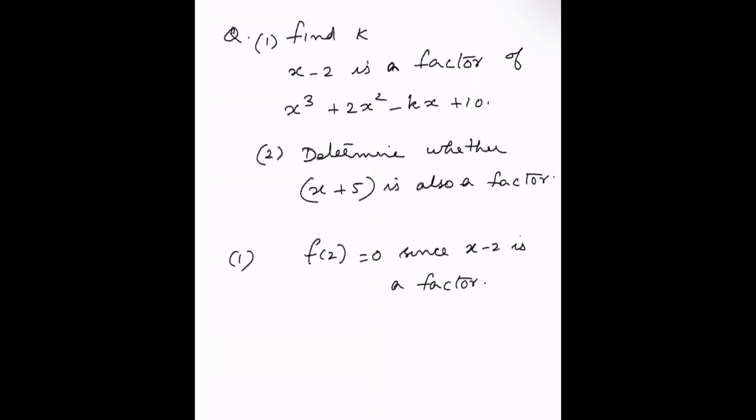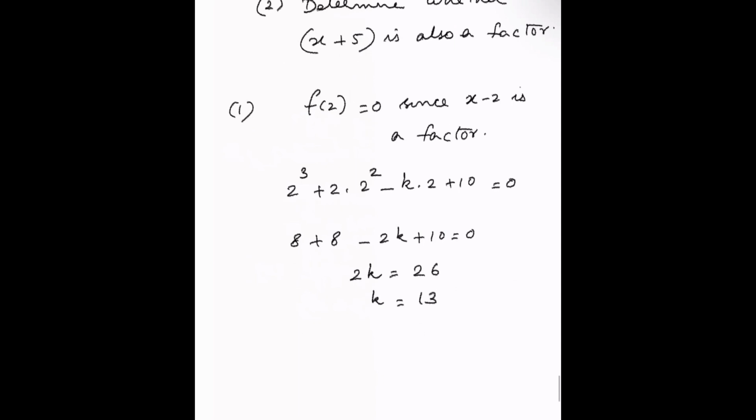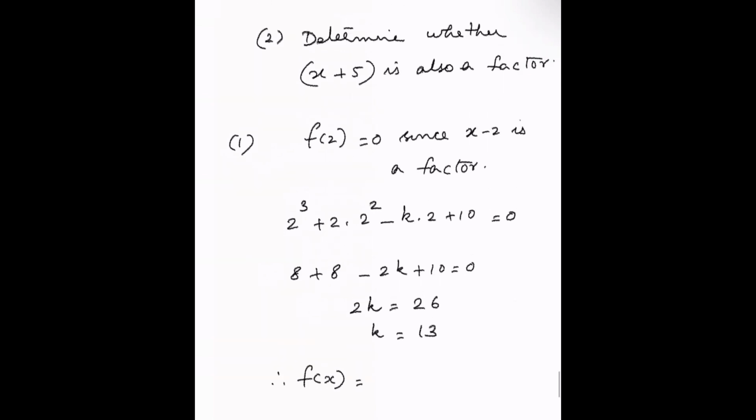Now substitute, equate this. 2 cube plus 2 into 2 square minus k into 2 plus 10 equal to 0. 8 plus 8 minus 2k plus 10 equal to 0. 2k is 26 and k is 13. Therefore, what is my polynomial? My polynomial becomes x cube plus 2x square minus 13x plus 10. This is my polynomial. The value of k is 13.